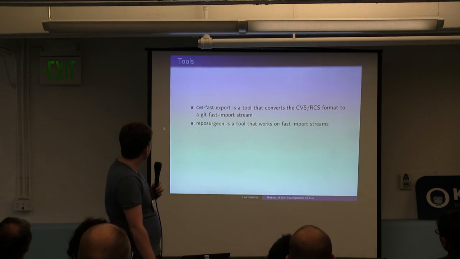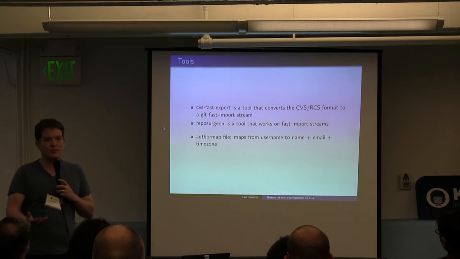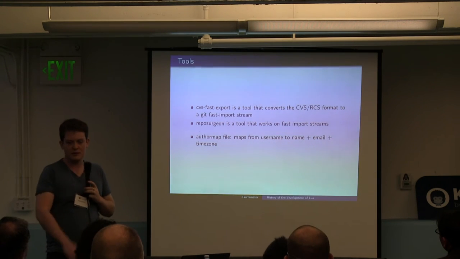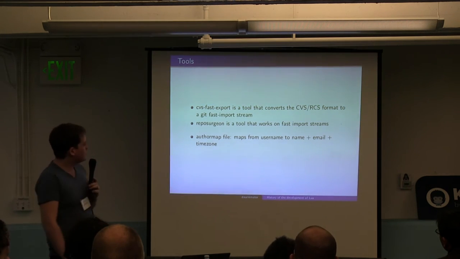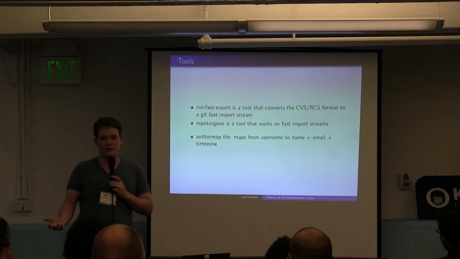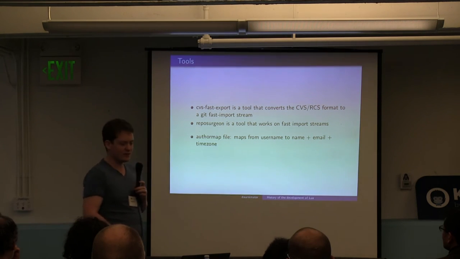Another little thing is there's an authors map file. It maps from the username, which is what you see in RCS, it's just Roberto and Luiz and Celes, to what you'd expect, which is the name, the email, and the time zone, because it does keep track of what the times are, often in local time, so it has to be able to convert those.